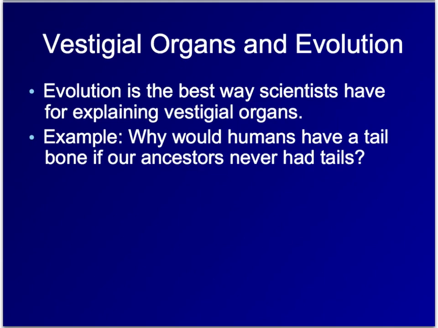For scientists, evolution is the best way to explain these vestigial organs. They ask themselves a lot of times, why would humans have something like a tailbone, known as your coccyx, if our ancestors never had tails, right? You wouldn't just grow this bone if there was no past ancestor with a tail. And so scientists say that it's the remains, or what's left from human ancestors once having a tail.